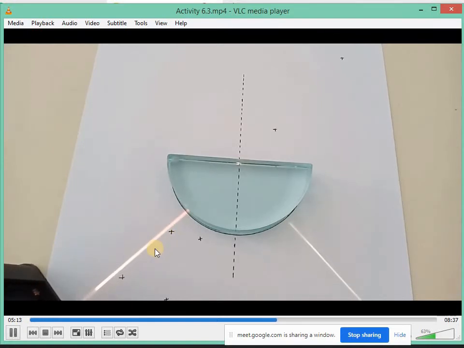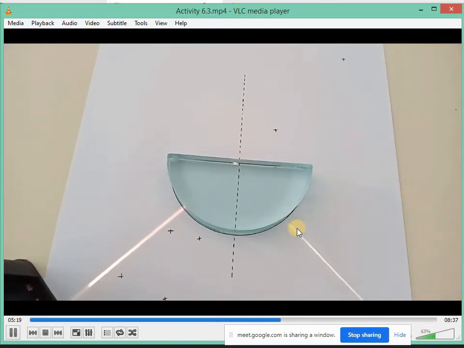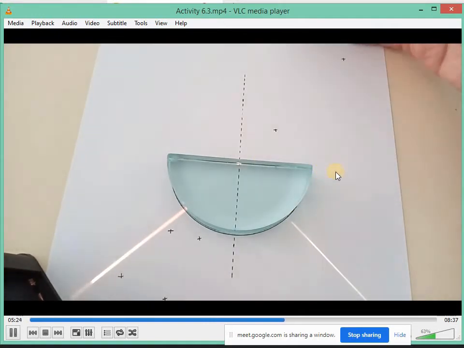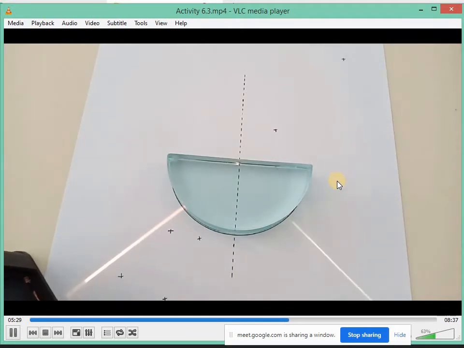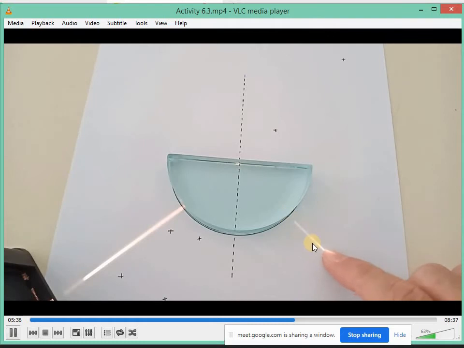Okay, the incident angle increases some more, just a little bit more, then all the light will be totally internally reflected. No light will come out from here. All the light will be totally reflected inside here. So this is total internal reflection. You see all the light reflects here.